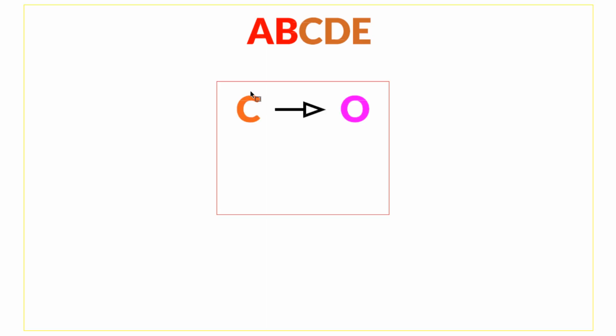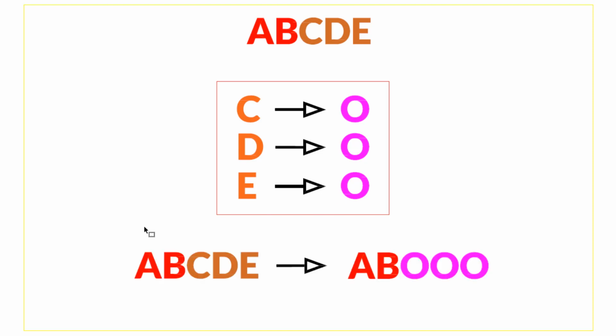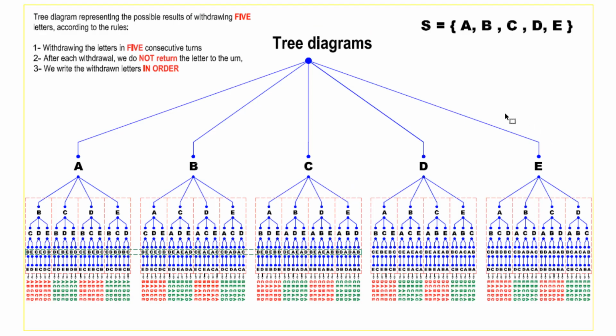and for this word here, which contain A, B, C, D, and E, we are going to map the letter C into the letter O, and the letter D into O, and the letter E into the letter O. And now this word here, A, B, C, D, E, is mapped into the word A, B with the 3 O's. Now, in order to create the tree diagram which generate all possible ordered words of the letter A, B, and 3 O's, we have to replace every C, D, and E with the letter O.